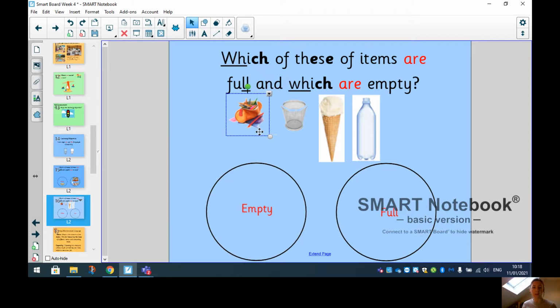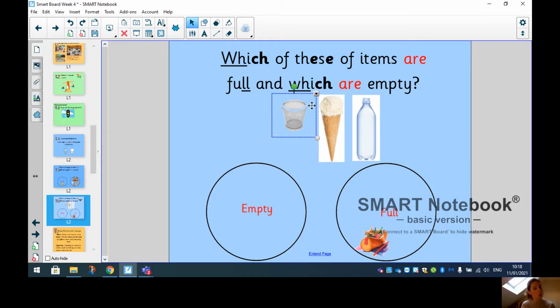This picture here is a pencil case. Is this a full pencil case or is this an empty pencil case? That's right, it is a full pencil case. It has got lots and lots of pencils inside, hasn't it? So that would be in the full circle. Let's drag that in just there. Fantastic.